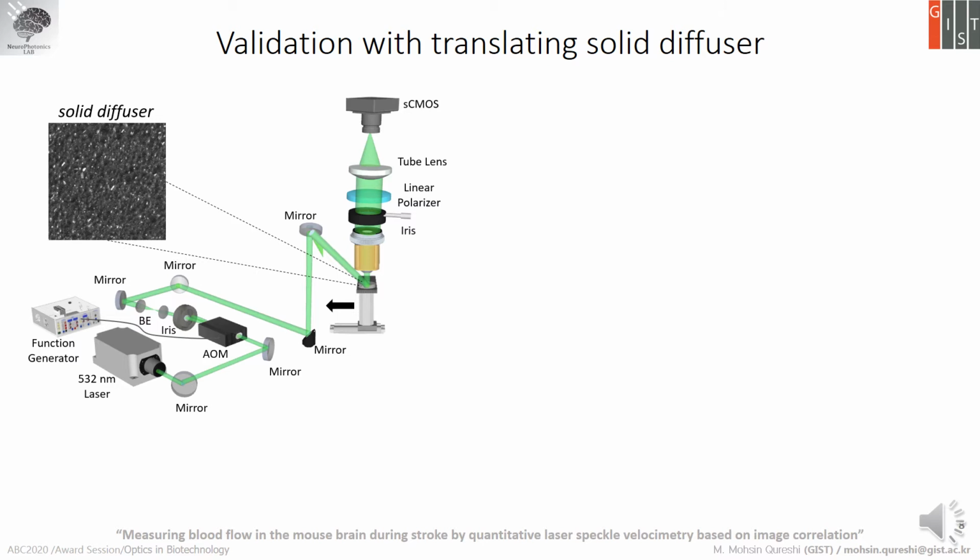The translating diffuser is a third level diffuser on a stage that moves from right to left. The detection part consists of a microscope objective lens. The captured light passes through an iris that increases the speckle size, a linear polarizer for improving the speckle contrast, and a tube lens of focal length 180 cm is used. Finally, the light was captured by the sCMOS camera.